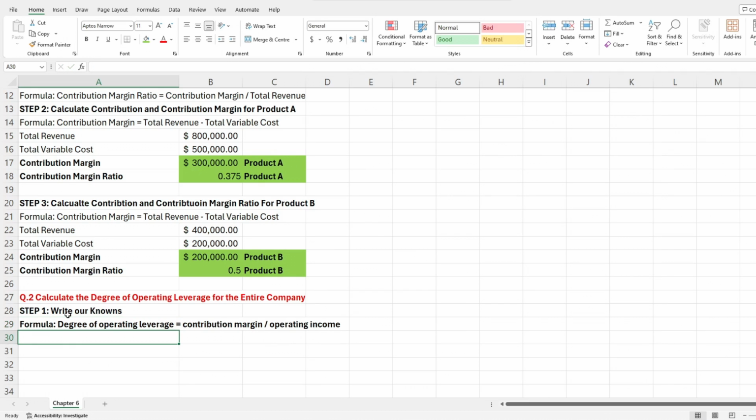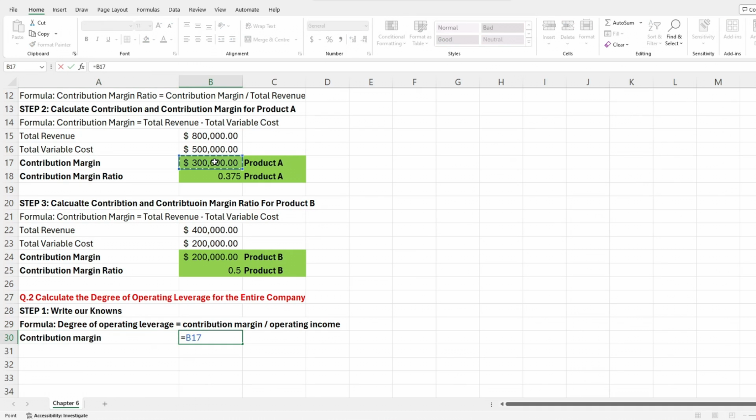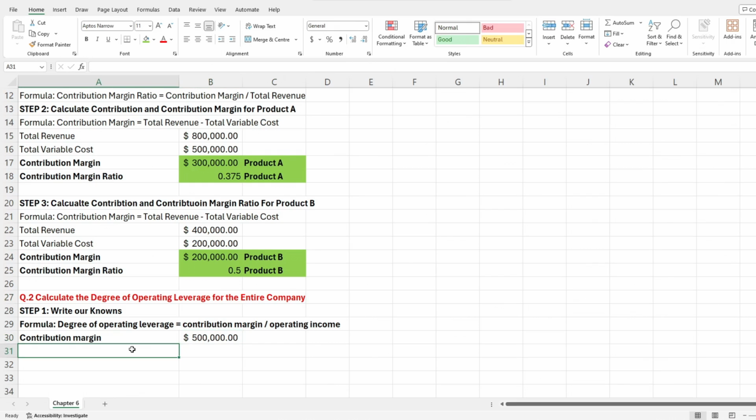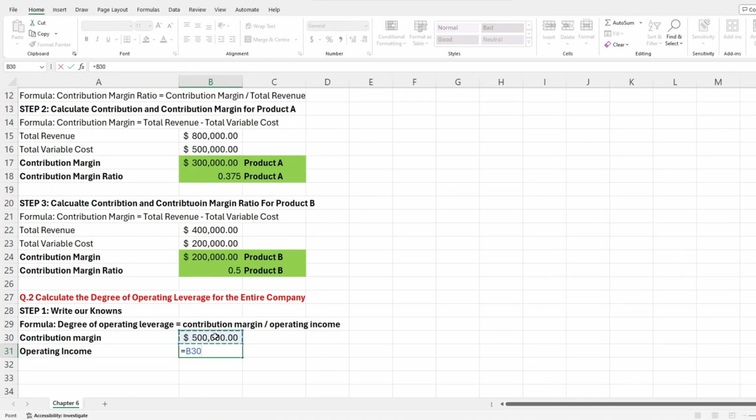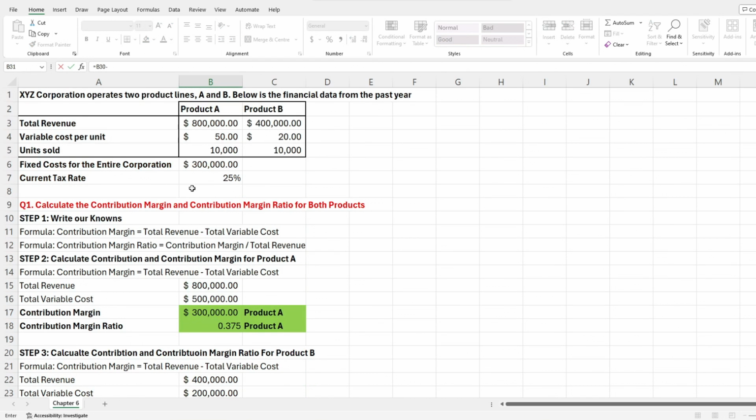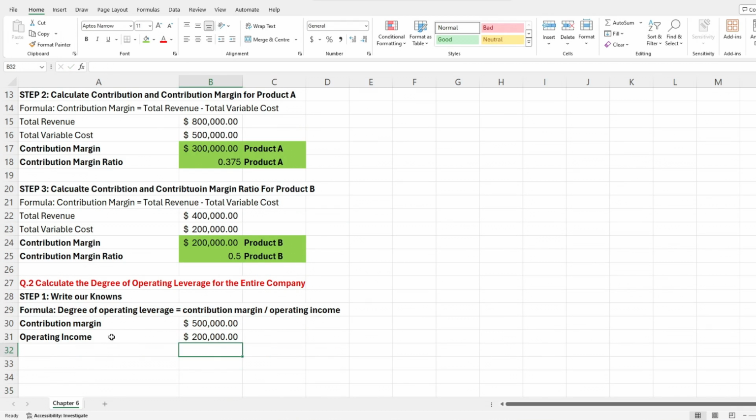All right. So our contribution margin is equal to 300 plus 200. So since we're trying to find the entire company, we're just combining both. And then our operating income is just going to be 500 minus 300. So I'll just write here underneath.